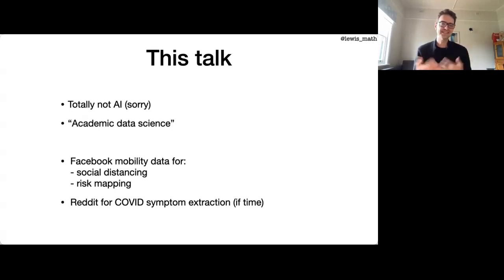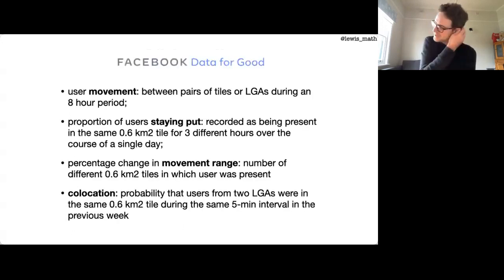I'm going to illustrate some of this view of data science through the actual talk here, which is largely on Facebook mobility data for measuring social distancing and risk mapping. So the key thing about this talk is going to be, there's an interesting data set there. I'm going to apply some pretty simple mathematical and statistical techniques and combine a couple of different data sets to develop something that hopefully supports some decision making around COVID. We probably won't get to talking about Reddit for symptom extraction, which is a more machine learning, closer to AI sort of application. But you can ask me about it later.